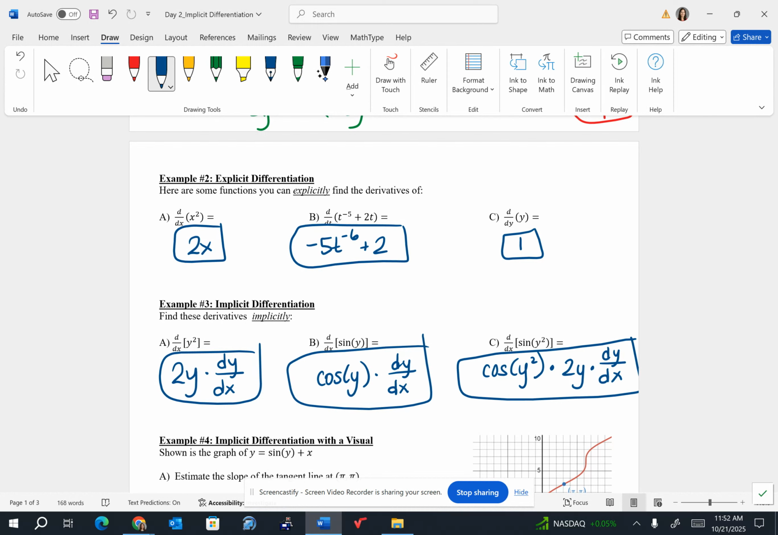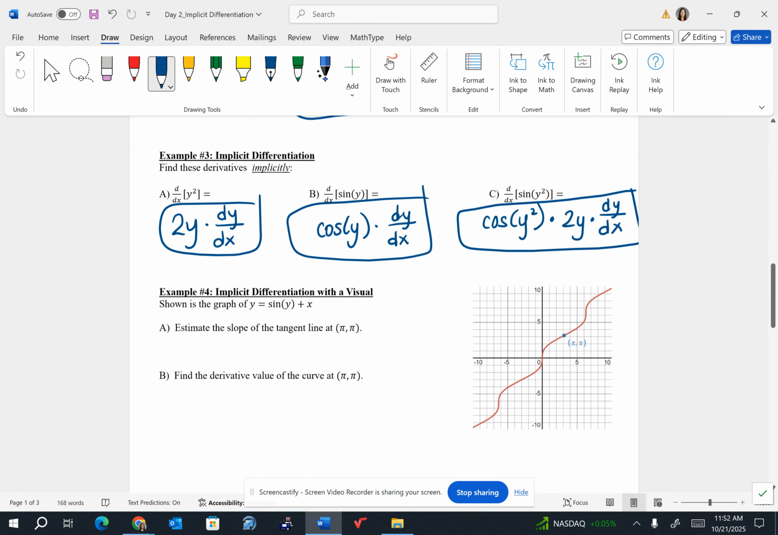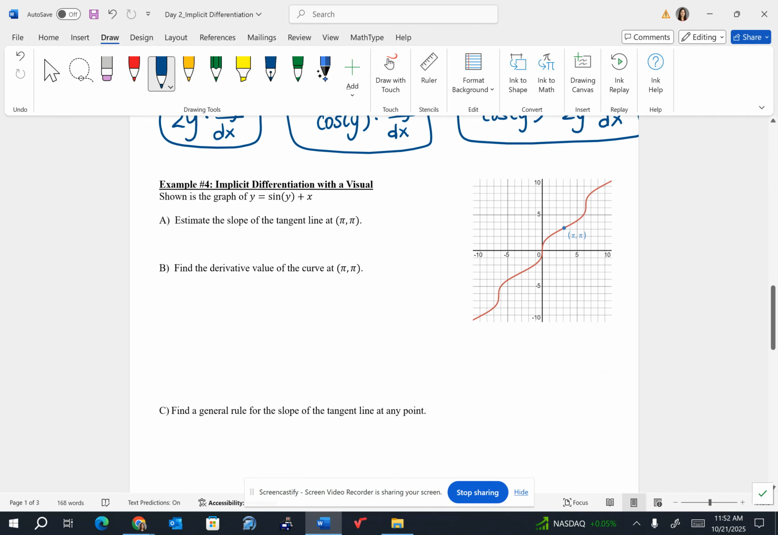So the key for this is always check to see if the variables match up. If they do, then we take the derivative the way that we have been all along. And if they don't, then we do our new implicit differentiation. Okay, let's move on to another one with a visual.